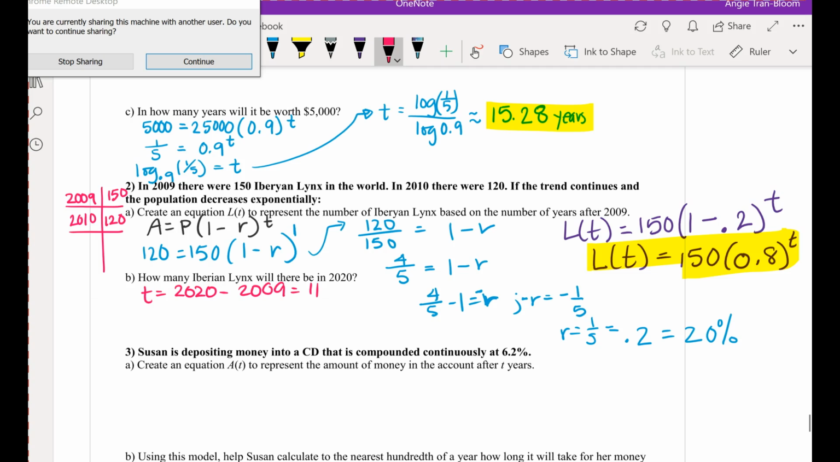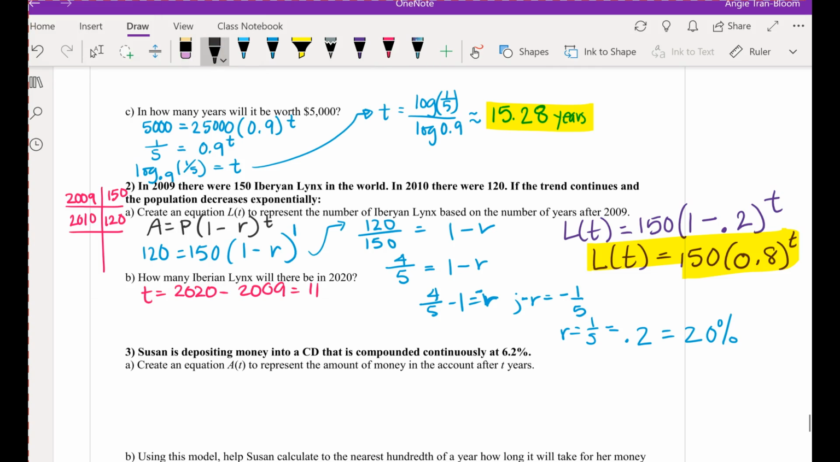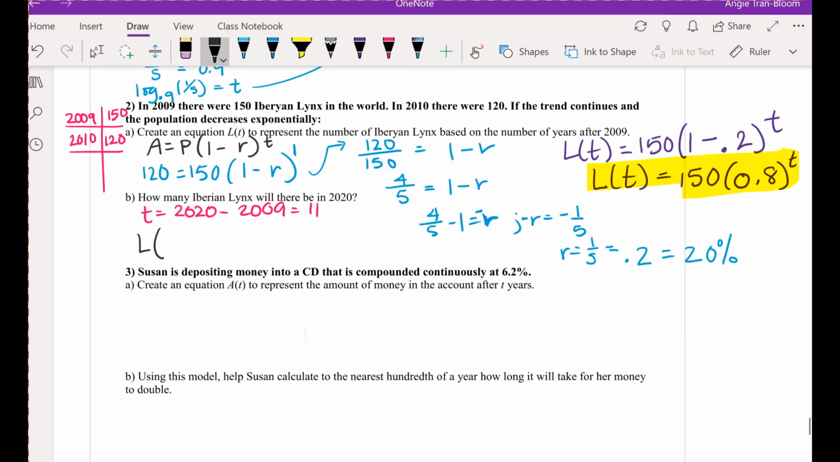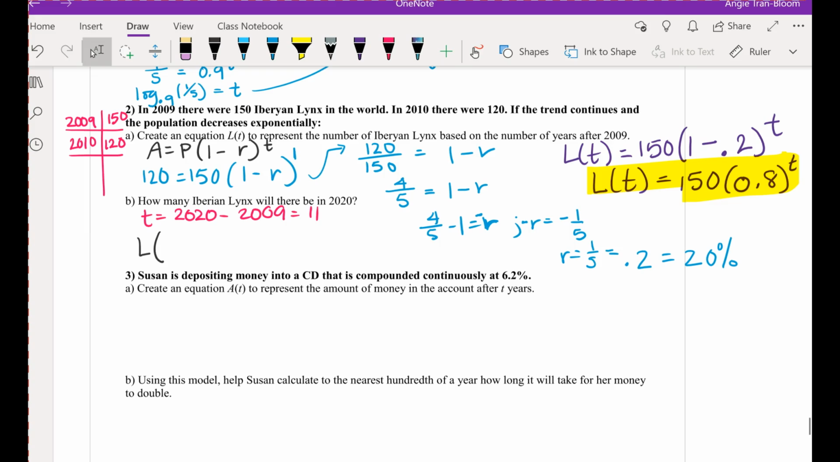I wish I had an equation to plug it in. You do. Okay. L of 11 equals 150 times 0.8 to the power of 11. Do we round to a decimal place still? No. Okay, round it. Use the proper math rounding rule. So to what? Whole number. And write in the appropriate units of measurement.